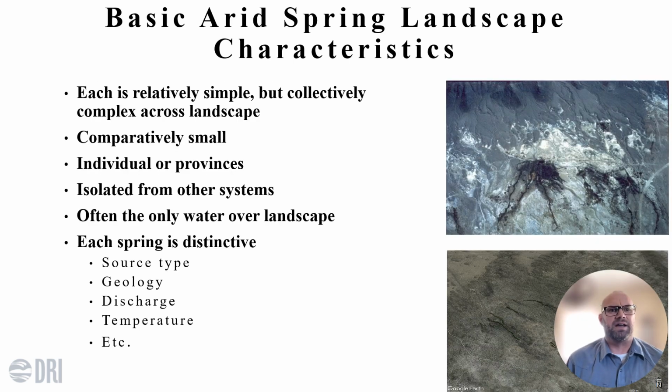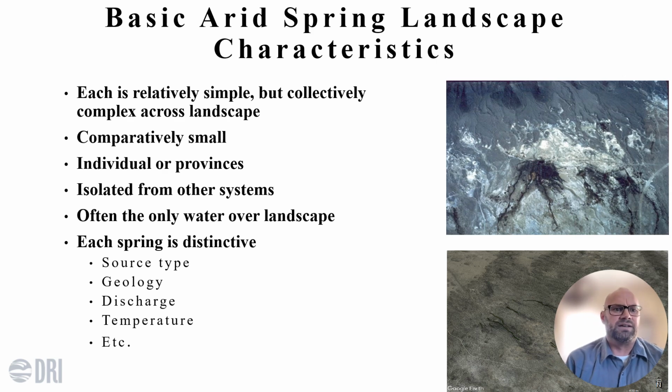I'd like to start by describing some arid spring characteristics. Each spring is relatively simple, but collectively complex across landscapes. Relatively small compared to streams, rivers, or such. We can find springs individually or in large provinces, as you can see in the upper right-hand picture, and isolated from other systems. Often the only water source over the landscape, which makes these incredibly valuable ecosystems, particularly in arid landscapes.